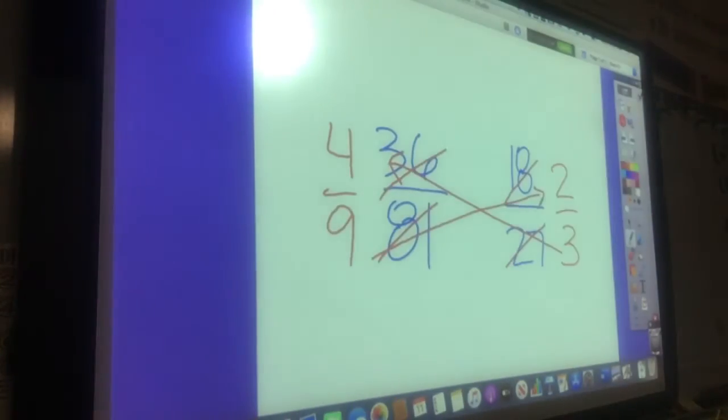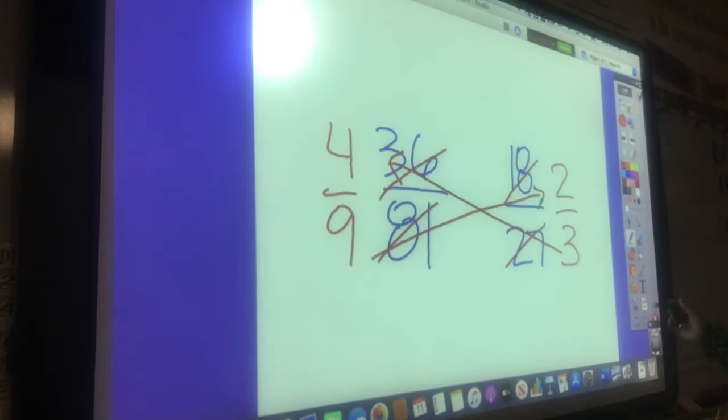Exactly. Yes, that's right. Will there ever be a situation where you have the exact same number when you multiply them? Yes, and then they would just be equal fractions. So if you had the same thing, they would be equal fractions.